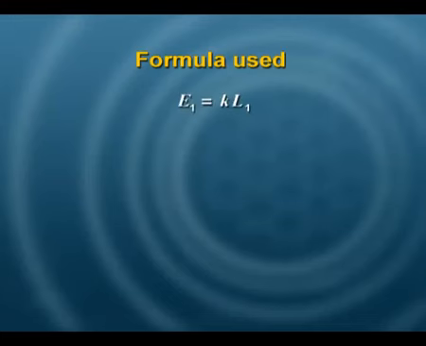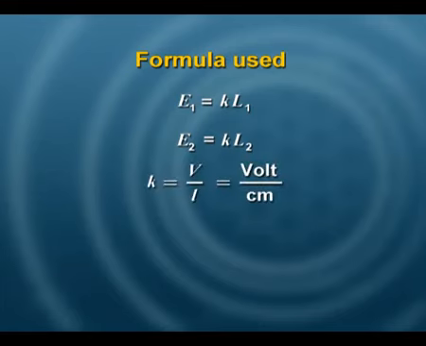Formula: E1 is equal to K times L1 and E2 is equal to K times L2, and remember K is my potential drop per unit length, its unit being volt per centimeter. The ratio therefore becomes just L1 over L2.